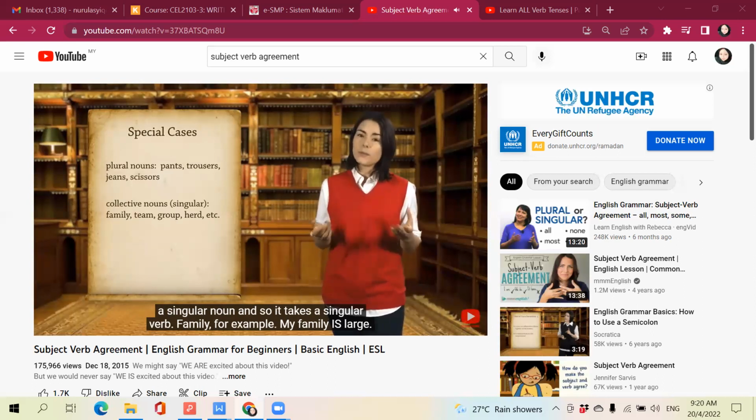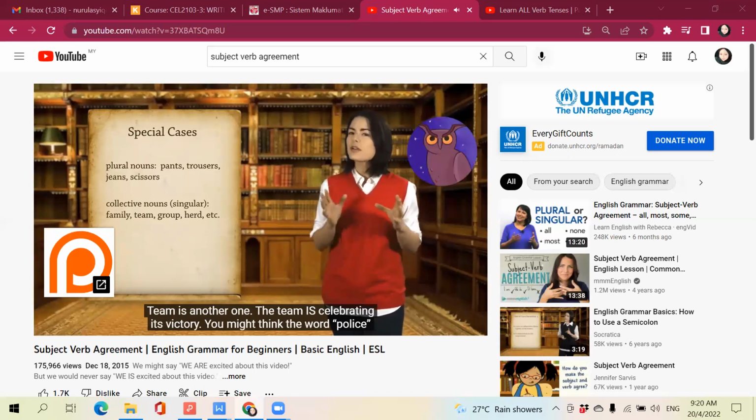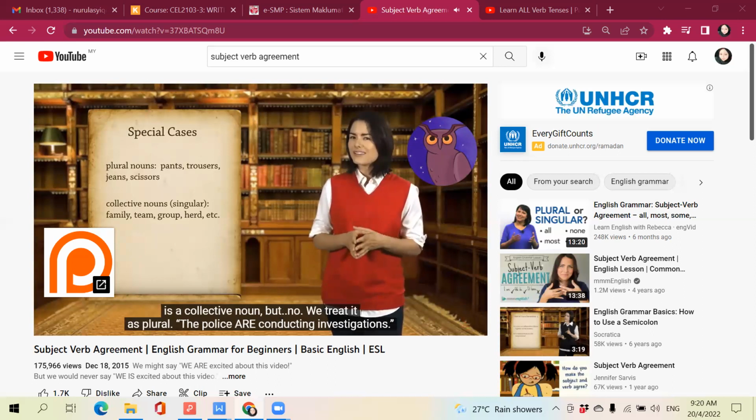Family, for example. My family is large. Team is another one. The team is celebrating its victory. You might think the word police is a collective noun, but no, we treat it as a plural. The police are conducting investigations.